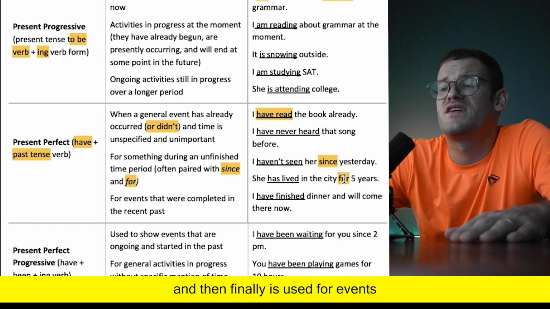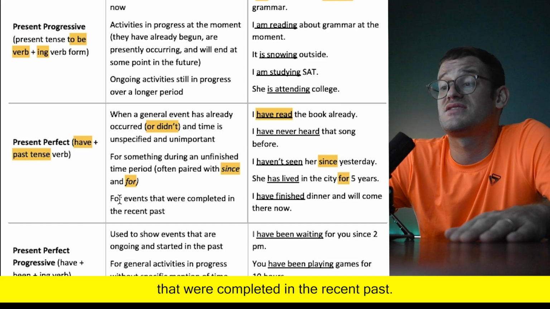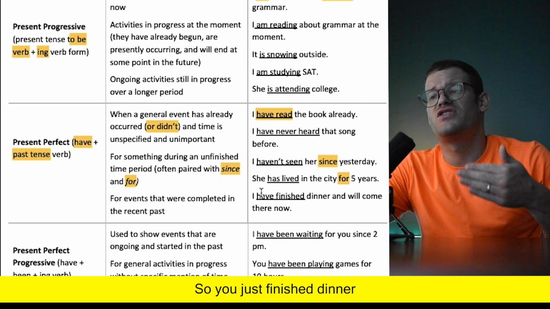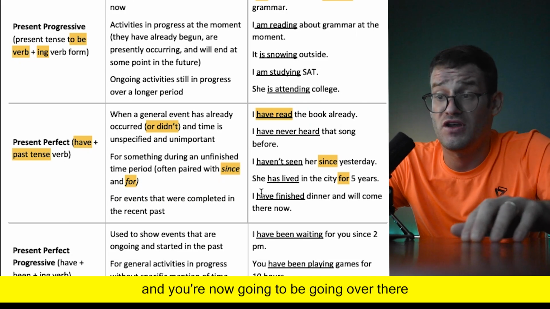And then finally, it's used for events that were completed in the recent past. So like, I have finished dinner and will come over there now. So you just finished dinner and you're now going to be going over there.